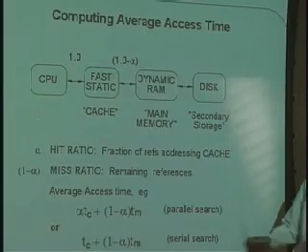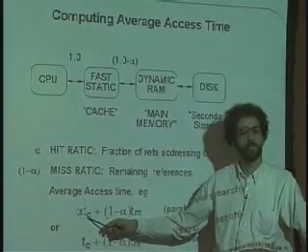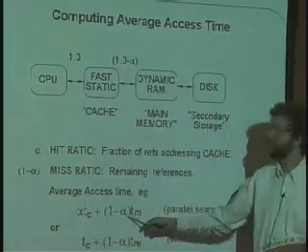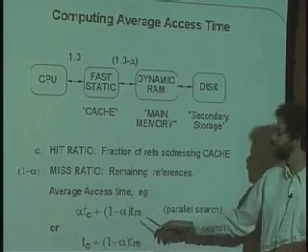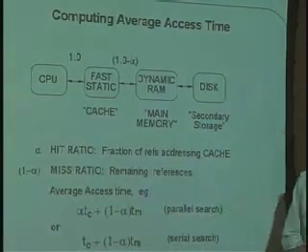Because when you have a cache hit, you incur the time T sub C, so it's alpha times that. And when you have a cache miss, which is 1 minus alpha of the time, you have this cache miss T sub M, and that's how long it takes to go to the main memory.